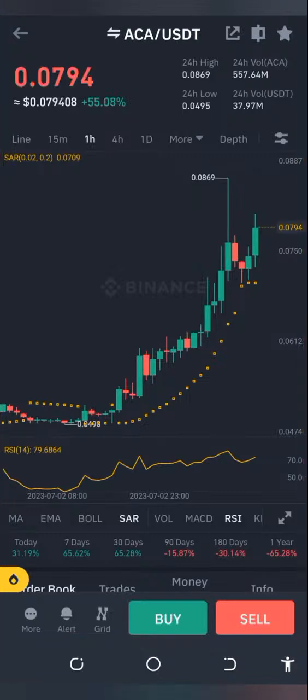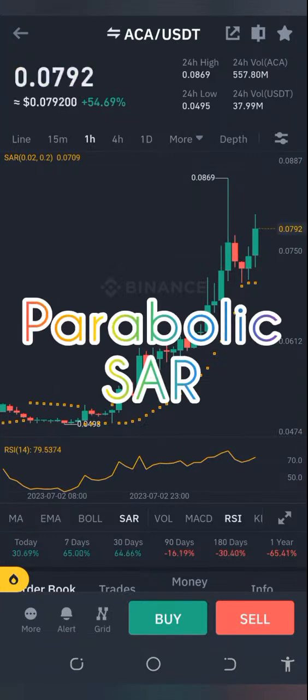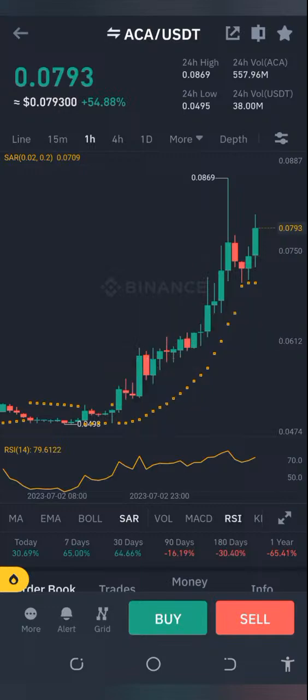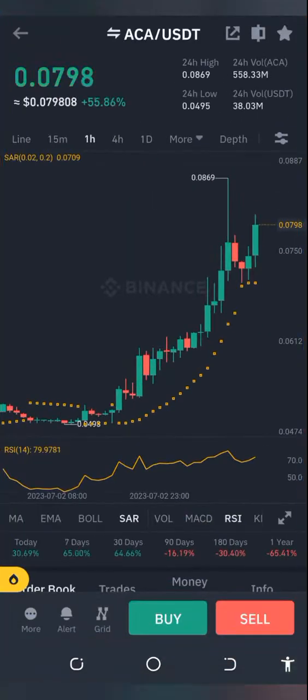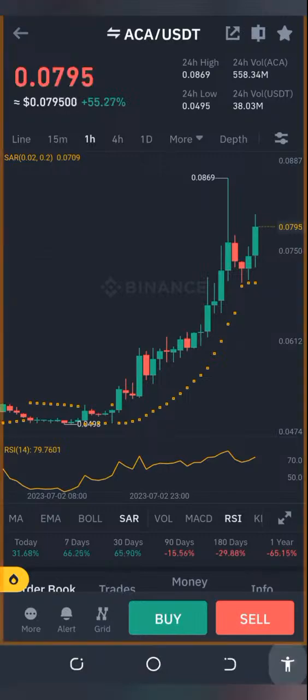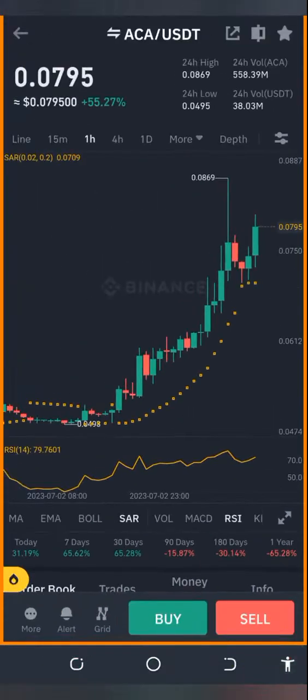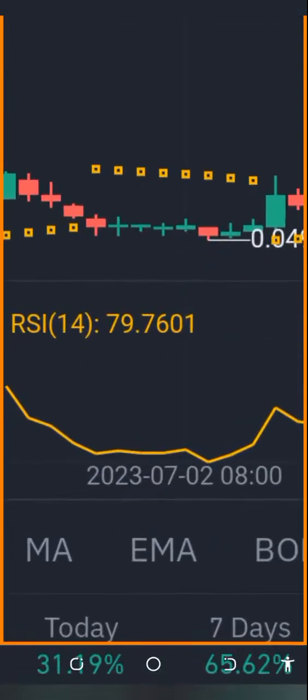And look at the parabolic SAR. Oh my gosh. See how it has gone all the way up. Pushing it up, that shows the momentum. All right. Look at the RSI. What is it right now? The RSI is 79.